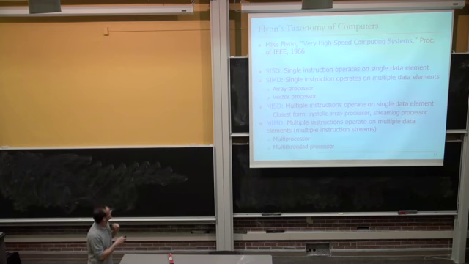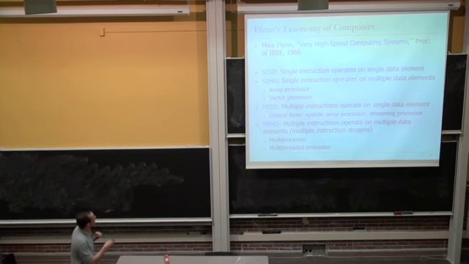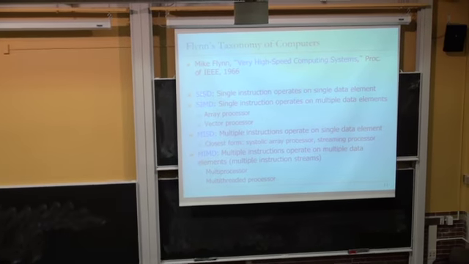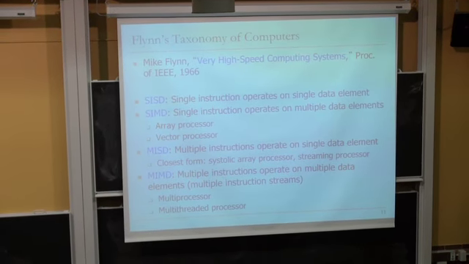Okay. I guess I did not go over this slide last time because the flow didn't happen well, but right now the flow is nice. So Mike Flynn in 1966 categorized computers in 4 different ways in terms of how much data an instruction operates on. In a SISD computer, single instruction, single data, a single instruction operates on a single data element.